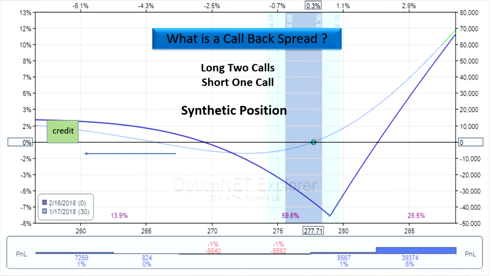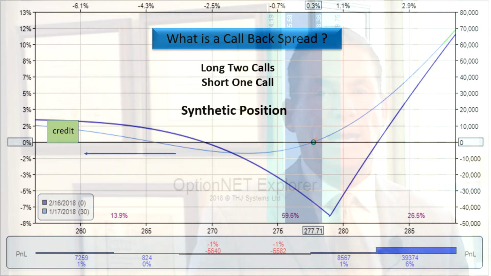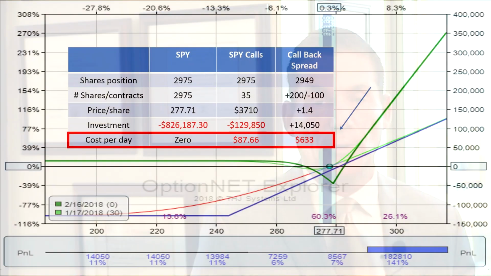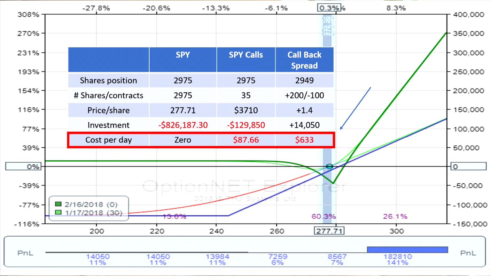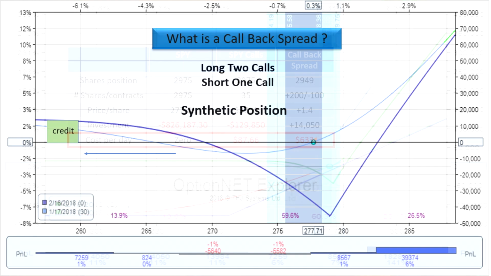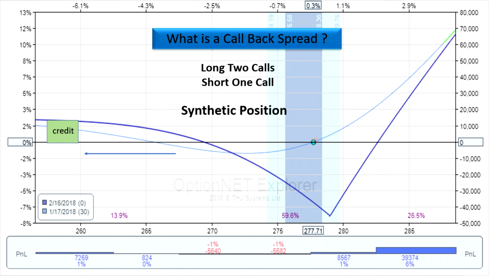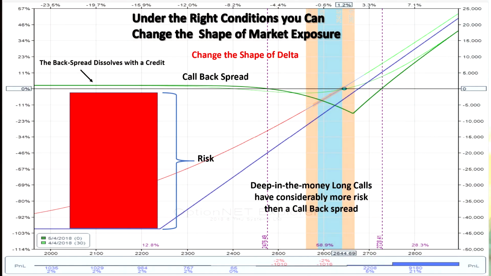Now, a call backspread is a very heavy trade to hold and carry. The cost to carry that trade on a daily basis is much greater than the cost of holding a stock, which doesn't have carry, or a deep in the money call, which has a little bit of carry. A call backspread has a lot of carry, but when markets are whipping around, a call backspread dissolves at no loss. So if we see a drop in the market of 75 basis points or greater, we're actually going to really outperform the stock and even the stock replacement.